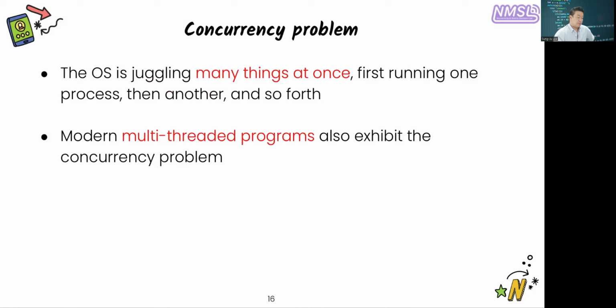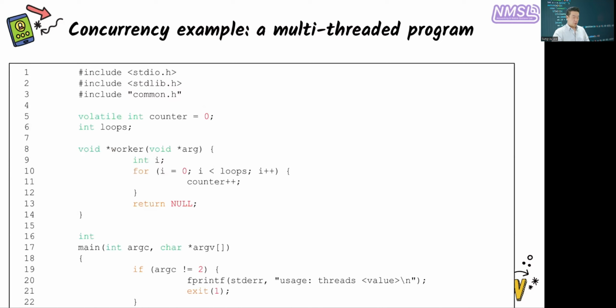Moving on. The operating system would often face something called a concurrency problem, because the OS is juggling many things at once. You're first running one process, then another, and so forth. In modern programs, they are multi-threaded, and they also exhibit the concurrency problem. Note that we talked about three key concepts. One was virtualization. Second is concurrency. So here we have a multi-threaded program.